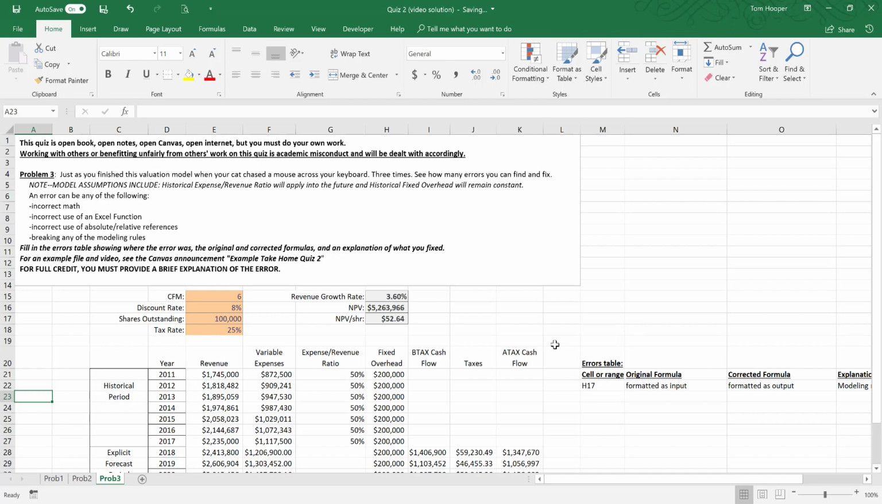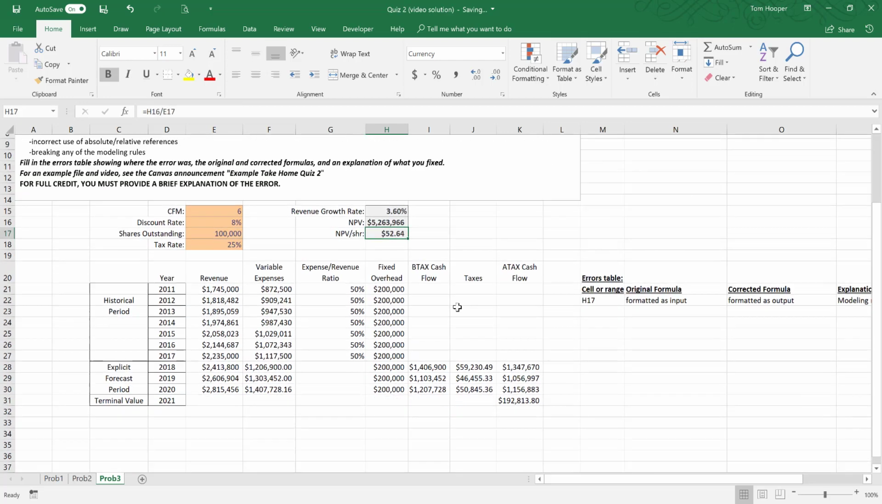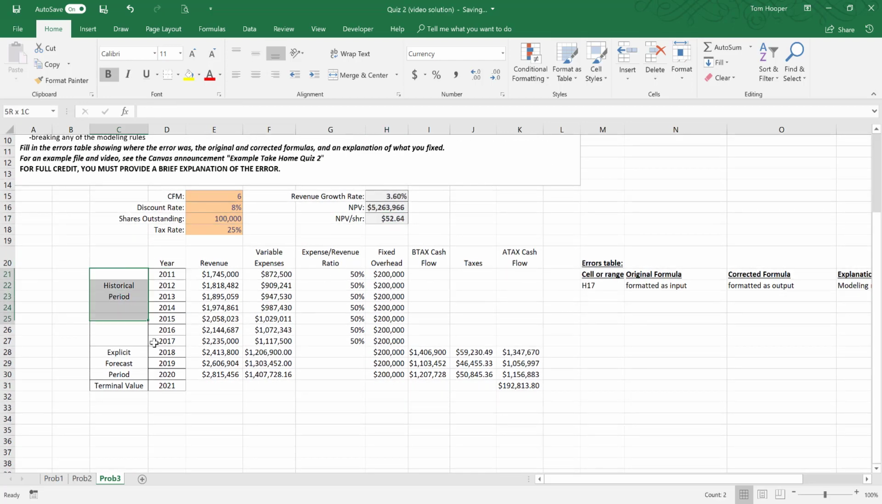Okay, so if we look at this model, we have a revenue growth rate and an NPV, and this time an NPV per share. Looks very similar to the first model with some historical data, an explicit forecast period, and a terminal value. Looks like this time we're calculating expenses a bit differently, adding some overhead, getting to our before-tax cash flow, and this time we're actually taxing it. I think there was a tax rate up here in the inputs. And then our after-tax cash flow for the explicit period, and then a terminal value. So let's check these formulas.